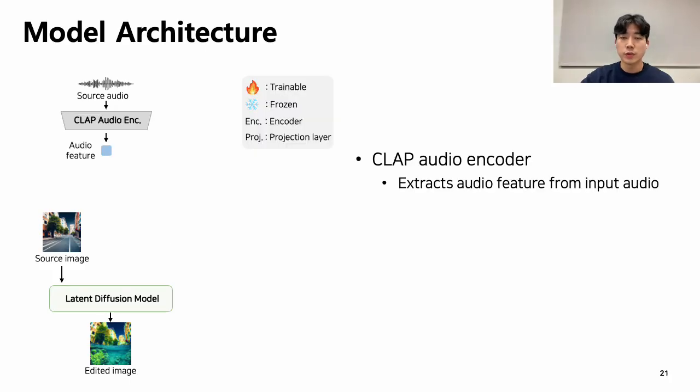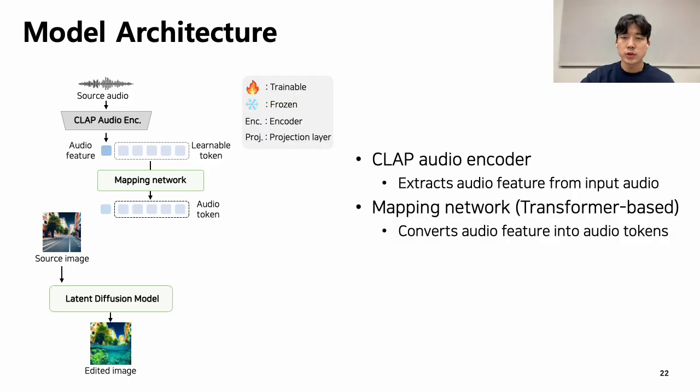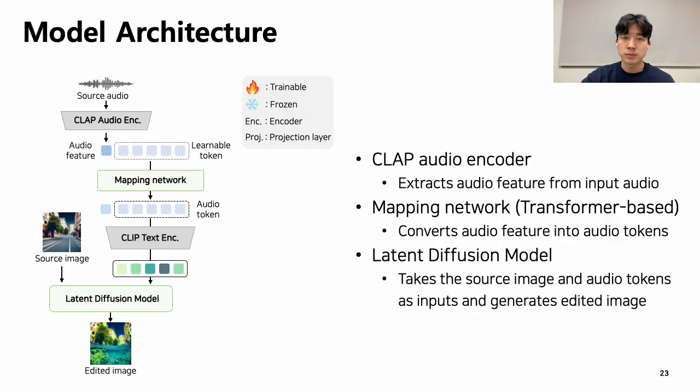Specifically, given the source audio, we first extract audio features using the CLAP audio encoder. We then design a transformer-based mapping network, which takes learnable tokens along with the extracted audio features as inputs and maps them into audio tokens. This mapping network plays a crucial role in converting the audio signal to be compatible with the later image editing model. We then feed the audio tokens into the CLIP text encoder and finally pass those tokens along with the source image to the latent diffusion model to perform the sound-guided image editing. As mentioned, the mapping network is important for converting the audio tokens to be compatible with the latent diffusion model.